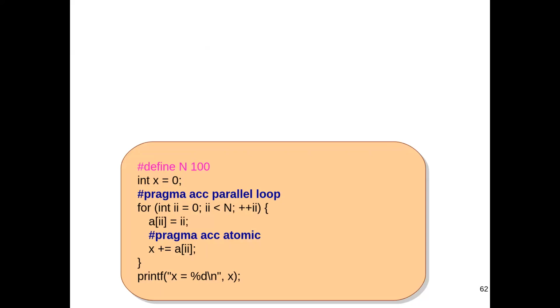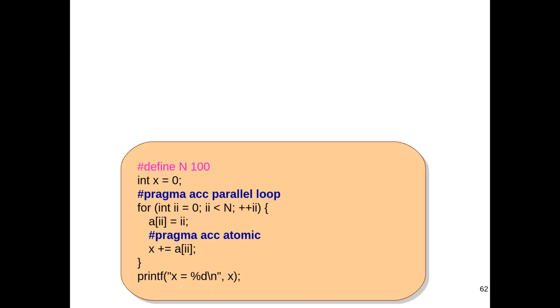So let's say thread 5 gets it first. It executes x plus equal to a of I, and then the x value becomes 5. Then thread 5 unlocks it. Then thread 2 gets the lock. It does x plus equal to 2. So the x value becomes 7, and so on. Then different threads go on in exactly a similar manner.